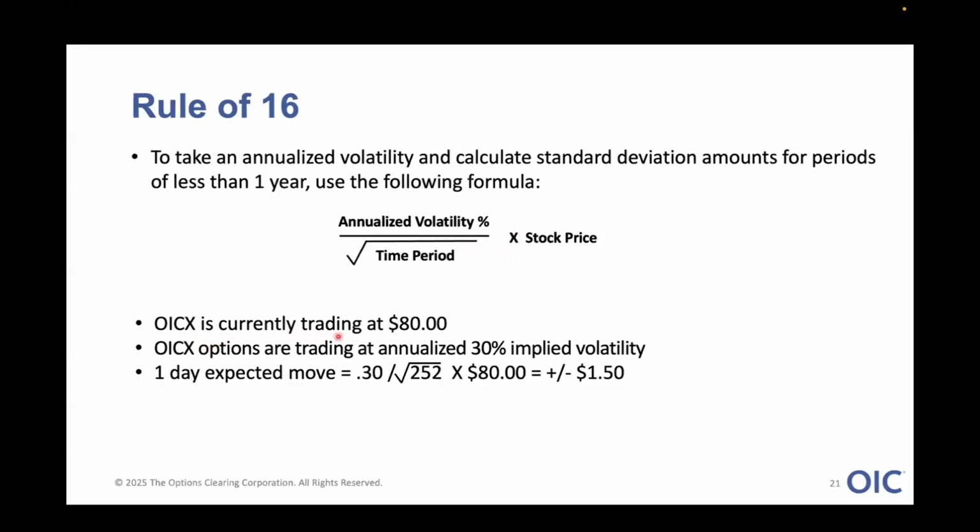So if we know the current stock price is 80, and we know that the options are trading at a 30% implied volatility, okay? Well, what's the 1-day expected move? Well, there's roughly 252 trading days in a year, right? Because stocks don't trade on the weekends. So if you take the 30 vol as a percentage, 0.30, divide it by the square root of 252. Well, the square root of 252 is roughly 16. That's why this is called the rule of 16. When you do the math, you multiply that by 80, you get plus or minus 1.50.